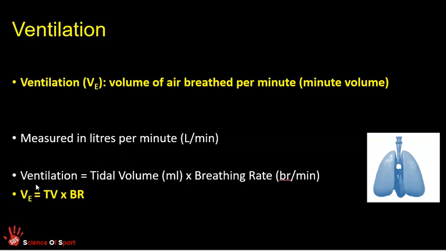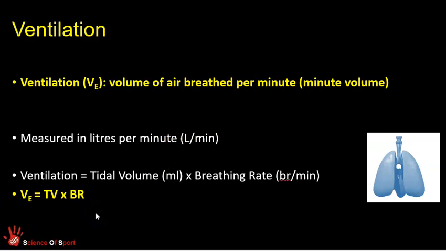We calculate ventilation by knowing what a tidal volume value is, and I'll talk about that in a moment, and how many breaths we take per minute. Tidal volume is measured in millilitres, and breathing rate is in breaths per minute. How many times do you breathe per minute? Typically, we breathe at rest about 12 times a minute. Typically at rest, tidal volume is about 500 millilitres or half a litre, which means that at rest we would ventilate about 6 litres of air per minute.